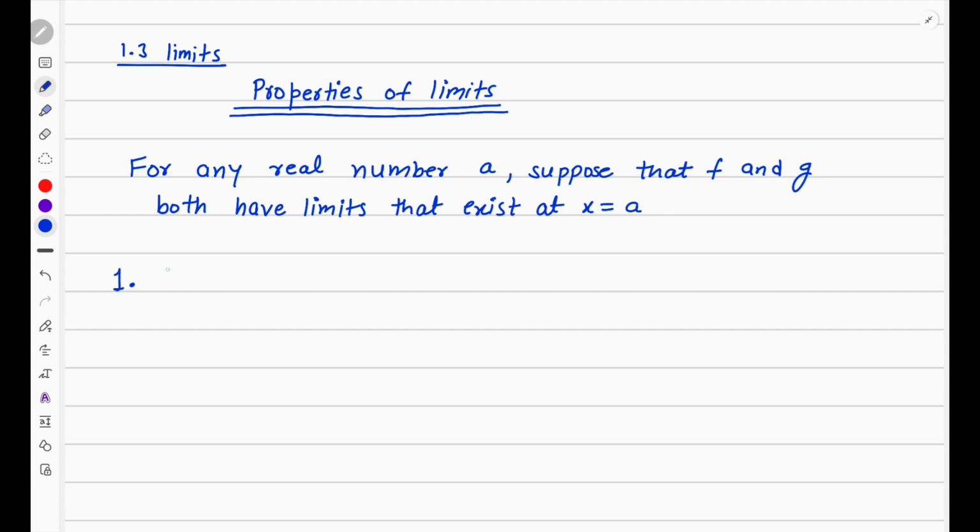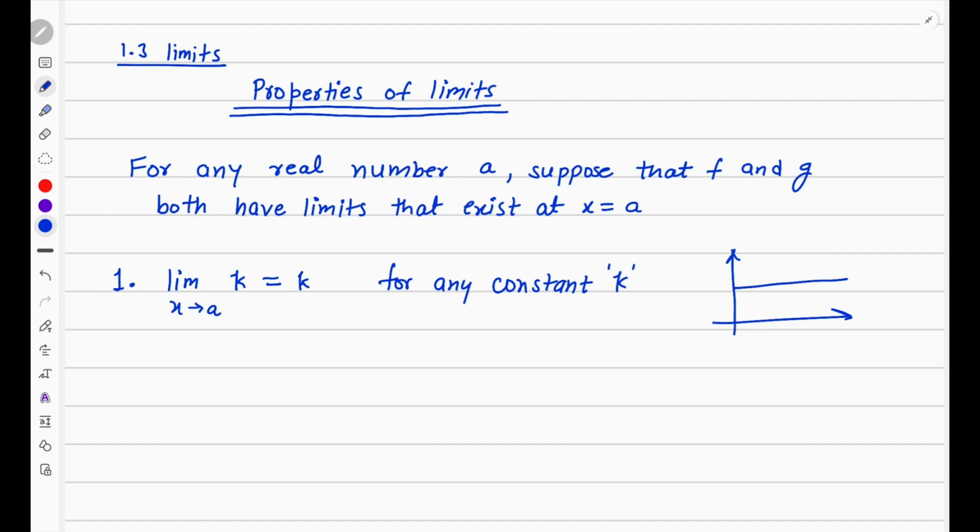The first property is limit x tends to a of k is equal to k for a constant value. If we have any constant value and we apply the limit to it, the limit will be the same, because a constant function has the same value at all the points. So if we take the limit at any point, it will reach the same constant k. This is to explain.